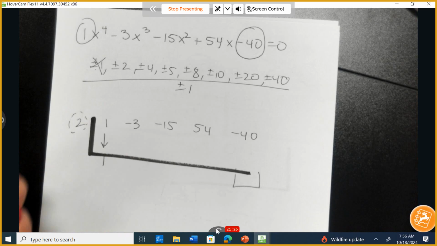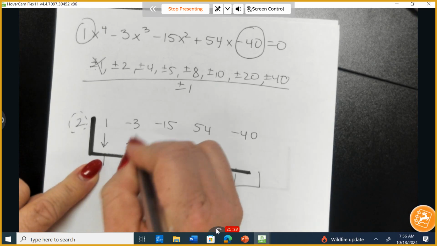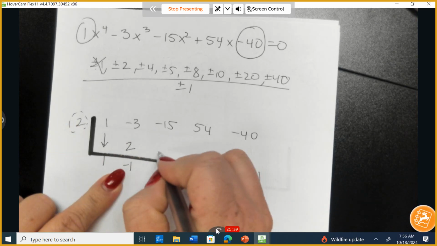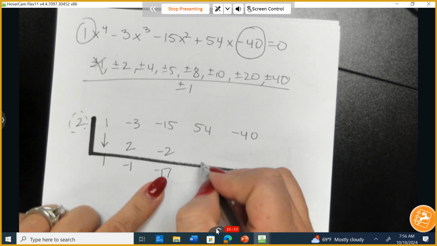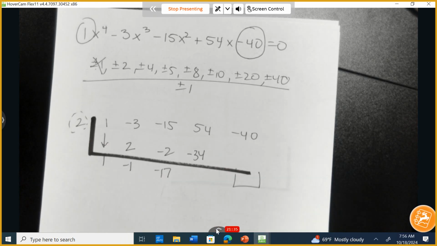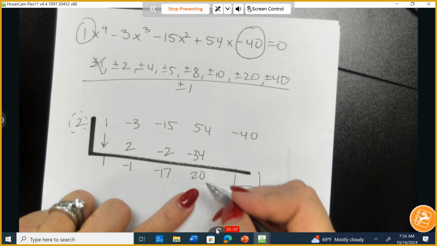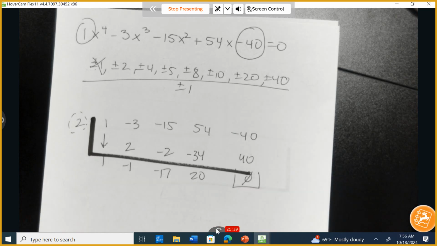This is the magical number I'm multiplying. 2 times 1 is 2. I add down. 2 times negative 1 is negative 2. I add down. 2 times negative 17 is negative 34. Correct me if I'm wrong and I make any mistakes. 2 times 20 is 40. It works. Hey, thanks for finding that.